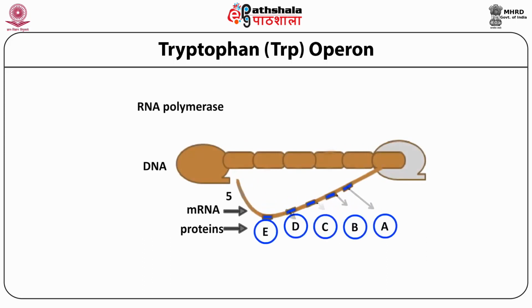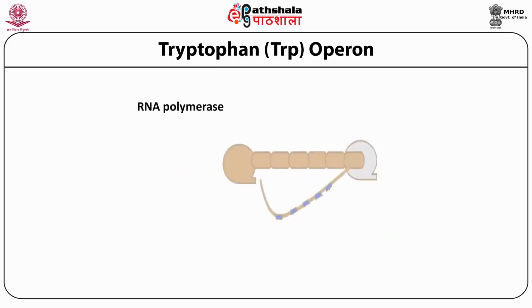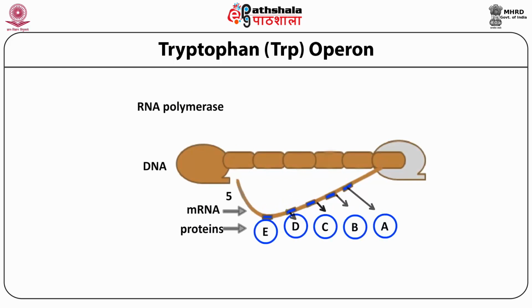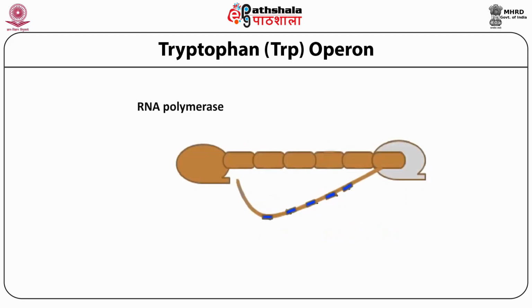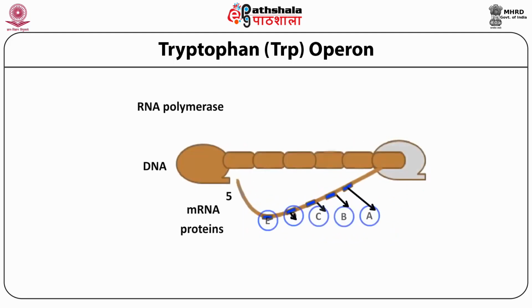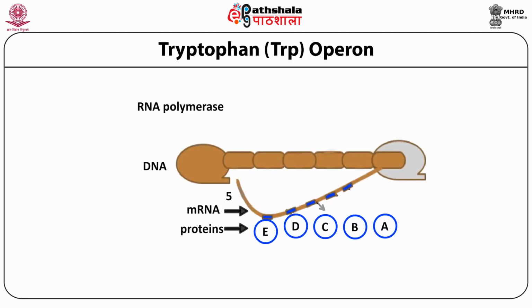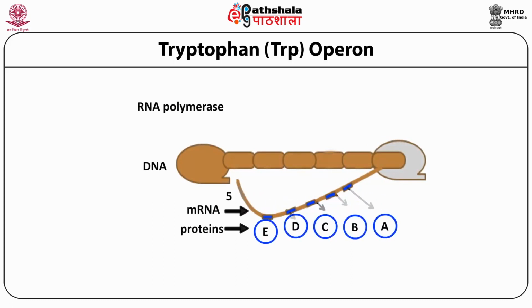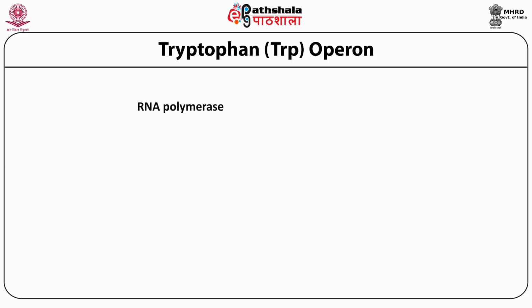On transcription, a single mRNA molecule is obtained which codes for all the 5 polypeptides constituting the individual enzymes which are required in the tryptophan biosynthesis pathway.